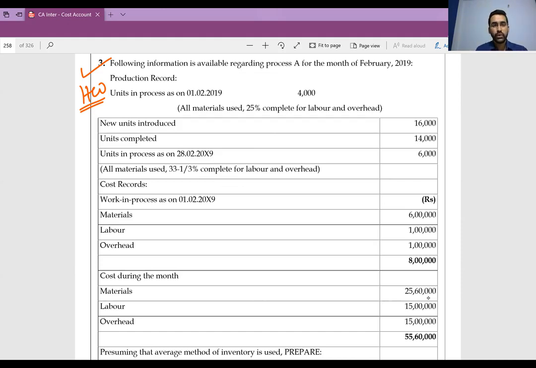Production record: units in process on 1st February. Units in process means this is opening WIP. All materials used, that means for material it is 100%, and 25% for labor and overhead. New units introduced 16,000. This is your input. Units completed, this is your completed and transferred. Units in process, this is your closing WIP on 28th February.